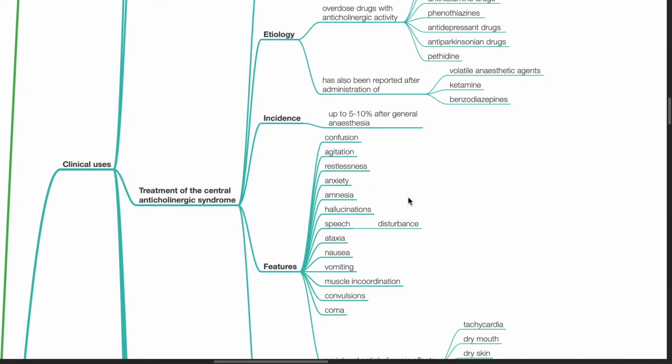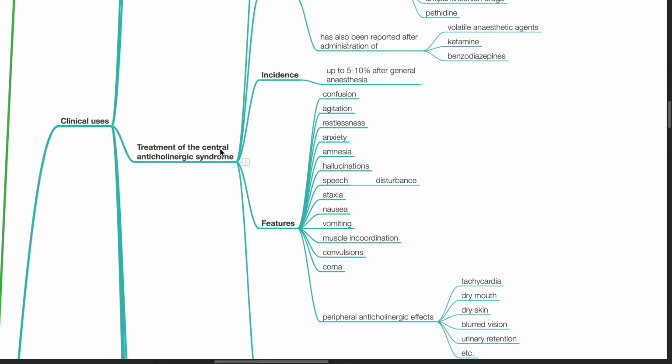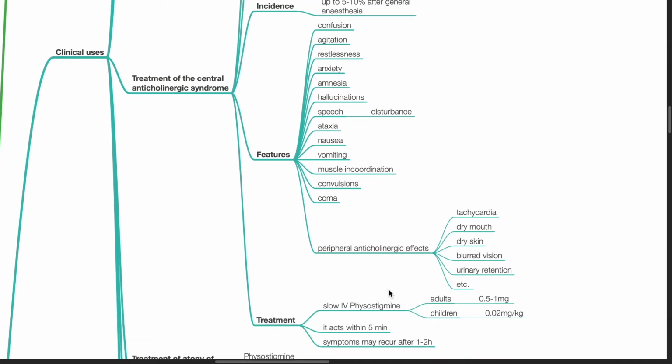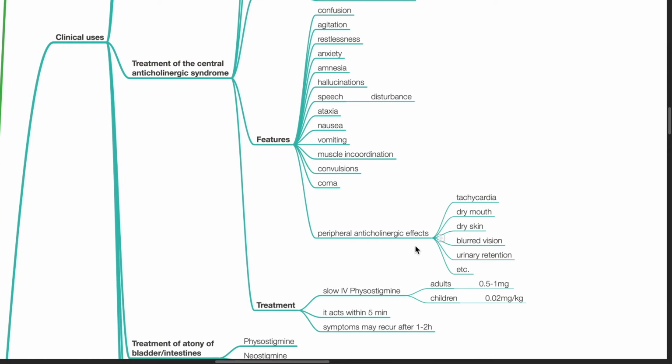Clinical features of central anticholinergic syndrome include confusion, agitation, restlessness, anxiety, amnesia, hallucination, speech disturbance, ataxia, nausea, vomiting, muscle incoordination, convulsions, coma, and peripheral anticholinergic effects, which include tachycardia, dry mouth, dry skin, blurred vision, and urinary retention.